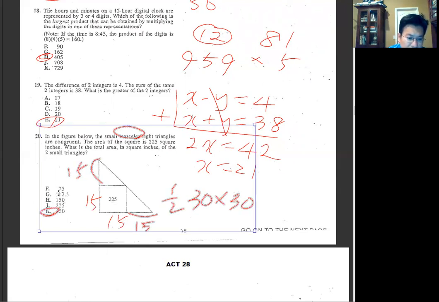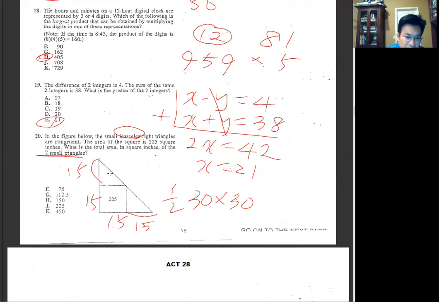The smaller triangle itself is not the entire thing. Try the smaller triangles, so this one and this one. So 450 minus 225, 225.